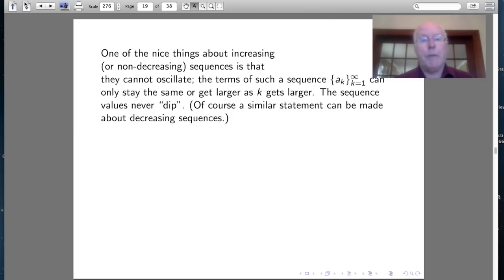Now, one of the nice things about increasing or non-decreasing sequences is that they cannot oscillate. The terms of a sequence like this can only stay the same or get larger as k gets larger. There's not going to be any dips in the sequence, it just continues to grow. You can make a similar statement about decreasing sequences also.